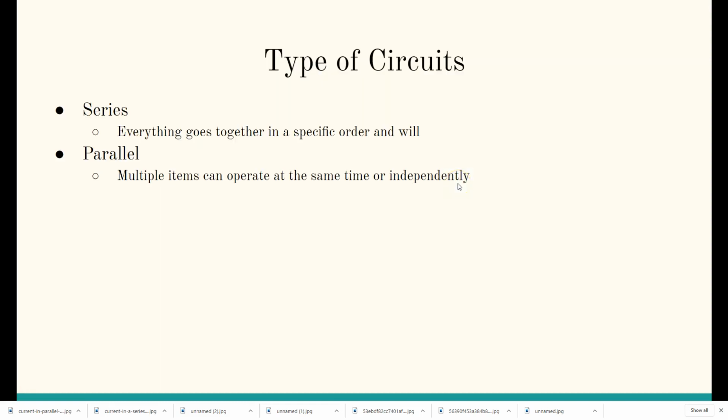Now, there are two types of circuits that we need to know: the series circuit and the parallel circuit. In the series circuit, everything is going together in a specific order, and that flow can happen. Think of Christmas lights, right? A string of all these lights, and one light dies, and then you get the whole strand dead until you can find where that burned out light is. That's a series circuit.